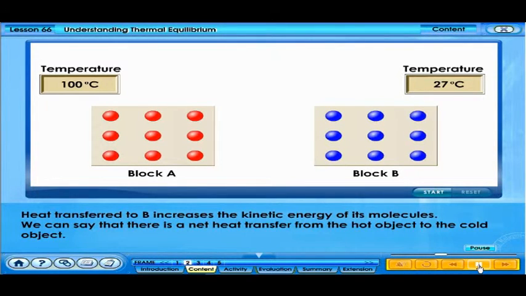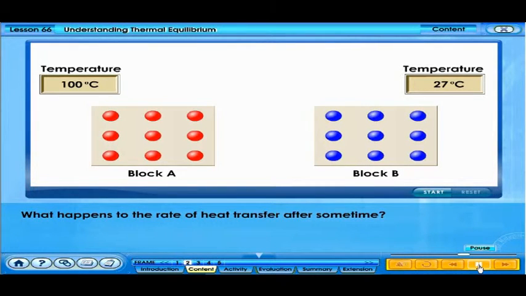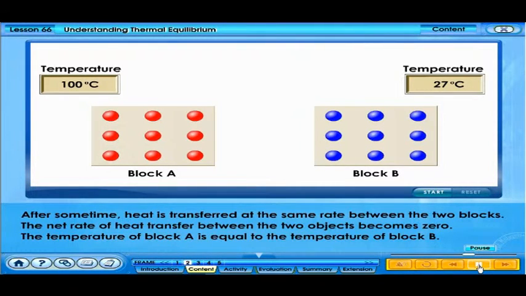Heat transferred to B increases the kinetic energy of its molecules. We can say that there is a net heat transfer from the hot object to the cold object. What happens to the rate of heat transfer after some time? After some time, heat is transferred at the same rate between the two blocks. The net rate of heat transfer between the two objects becomes 0.